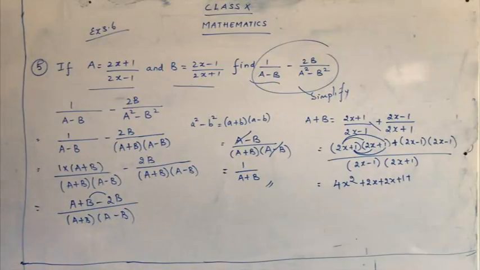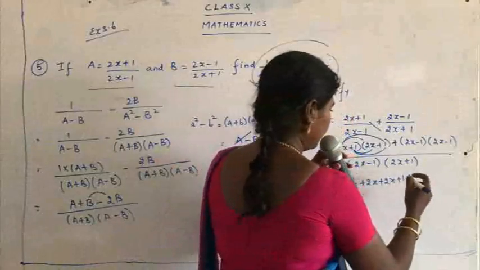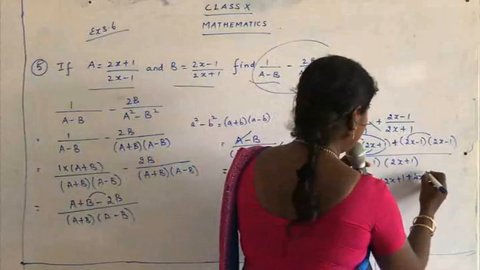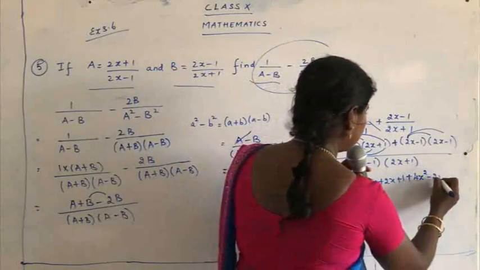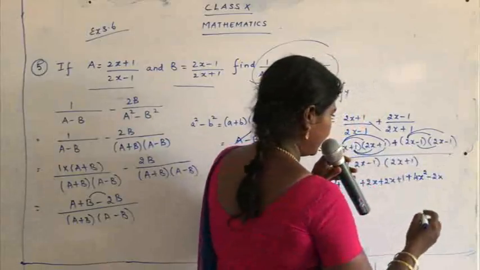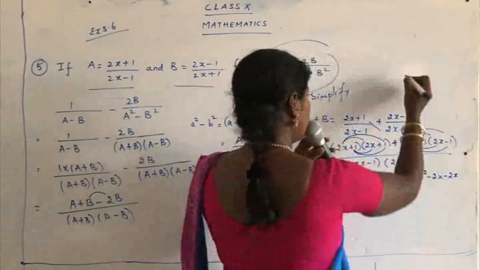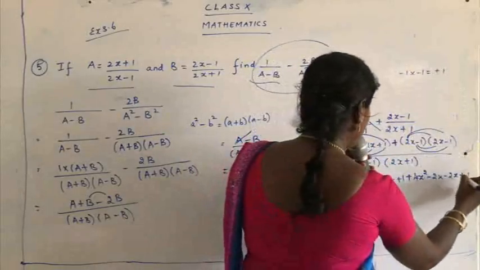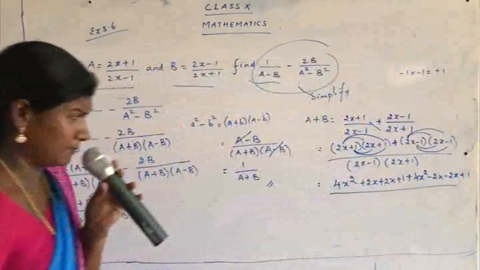Okay, let's do the sum. Just check your answers. 2x into 2x, 4x square, okay. 2x into minus 1, minus 2x. Minus 1 into 2x, minus 2x. Minus 1 into minus 1 gives you plus 1. So plus 1 upon, no need to simplify the denominator part.